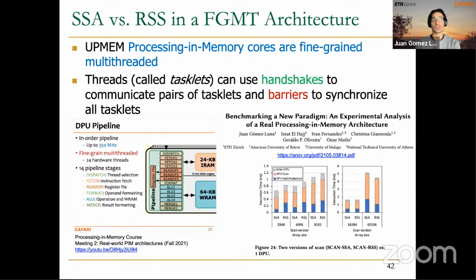And we studied this architecture in a recent paper of ours, and there we compare two versions of a scan. One is a scan SSA and the other one is a scan RSS. Here you can see in this figure that you can find in the paper, the execution time. Observe how for very small arrays, like for example, 2048 elements up to 8,192 elements, the SSA, which is the column on the left for each array size, is lower than the column on the right that corresponds to RSS.